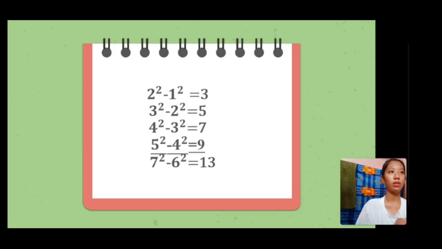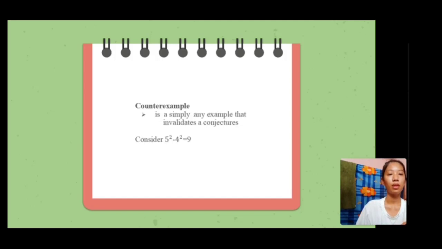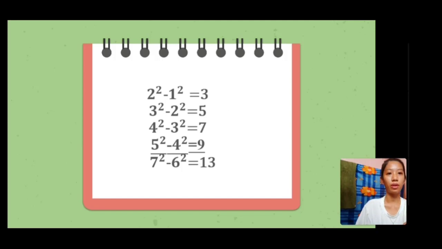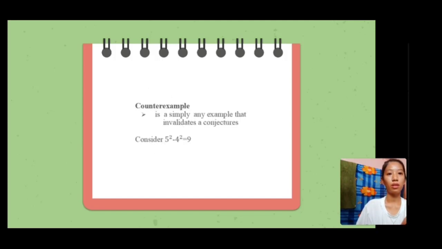So the result is an odd number but not a prime number, because 9 is a perfect square, so the conjecture that we formulated is false. If we encounter this kind of example, it is called a counterexample. A counterexample is simply any example that invalidates a conjecture. So our counterexample here is 5 squared minus 4 squared equals 9.